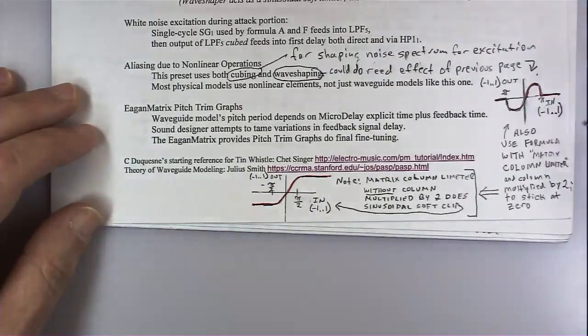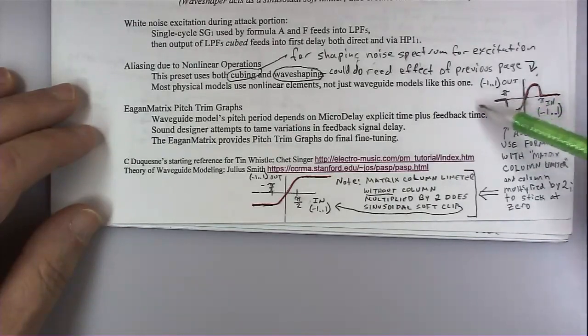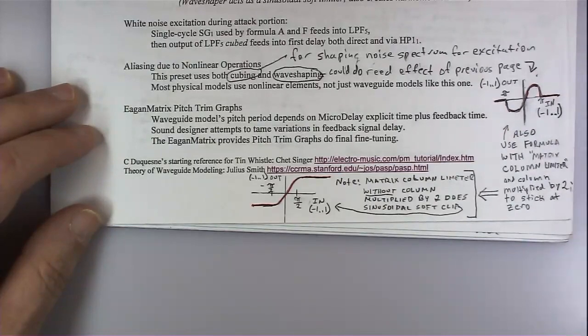I have a little bit of stuff here about, in the Eigen matrix, how this sound and other ones actually do the wave shaper. So wave shaping in general would just be a table lookup into, say, a sine wave function, sine of x, where x is your input. But here we want to actually limit x, so you don't just want sine of x, you want sine of x limited, and that's what this matrix column limiter is about. And again, you can look at that a little bit.